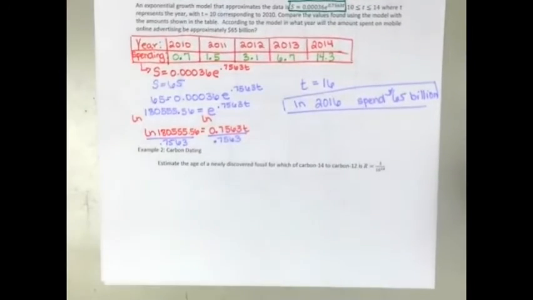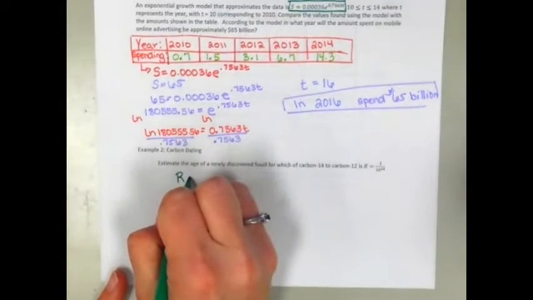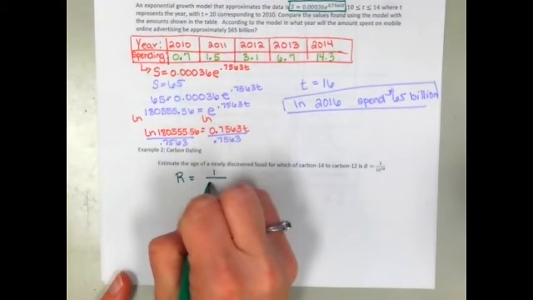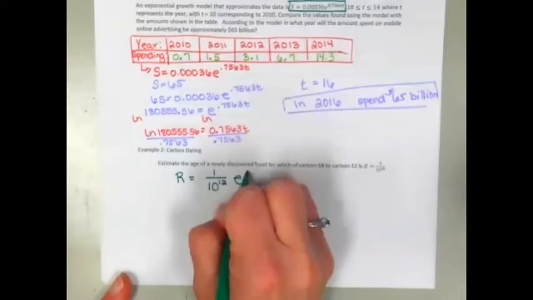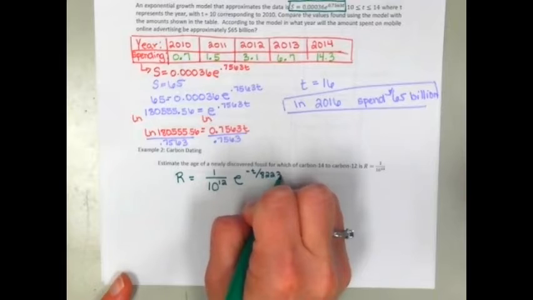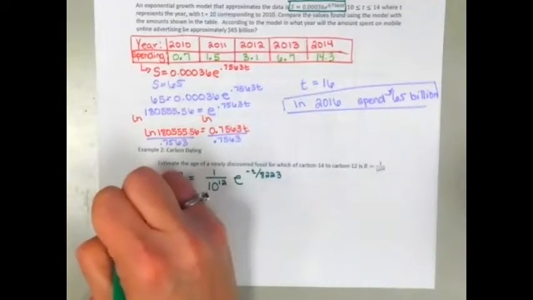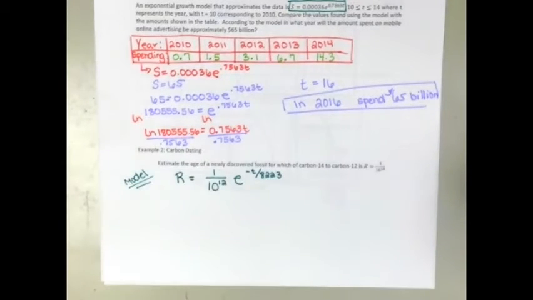All right, carbon dating. I'm going to tell you real quick. The carbon dating model is found by taking R equals 1 over 10 to the 12th power e to the negative t over 8,223. Okay, that is the model for carbon dating. No, I don't have that memorized. I don't expect you to have that memorized either, okay? I had to look it up.